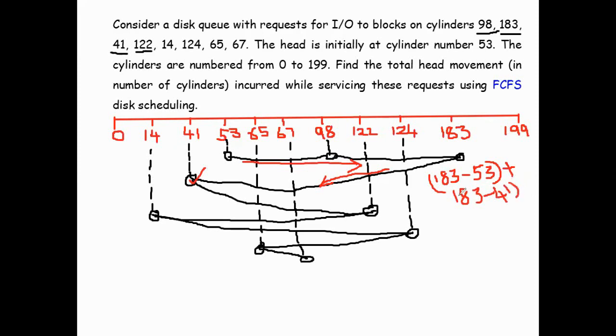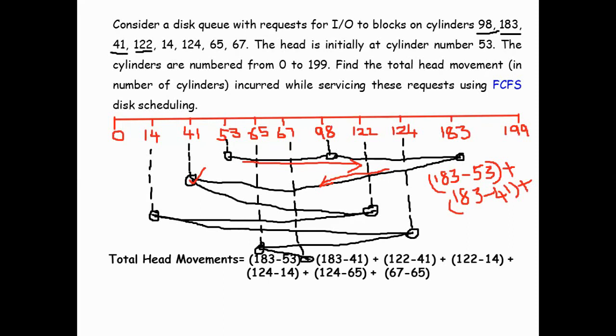Similarly, we proceed for all the directions and finally we get the following. This is the way how computation is done, and if we add all, we get the final result as 632. Therefore, total head movements for the given problem using FCFS disk scheduling is equal to 632. For all the other algorithms, I will explain the diagram directly.